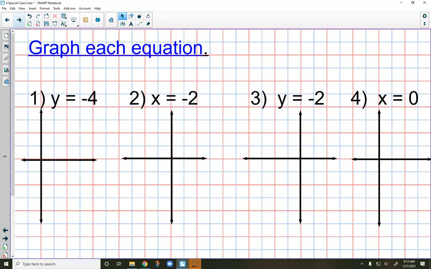Right now, I want you to see if you can graph the equation. So we have seen the line graphed and then found the equation for it. Here I'm giving you the equation. I want you to graph them. Please take a second, pause the video, try these 4 problems, and come on back and see how you did.